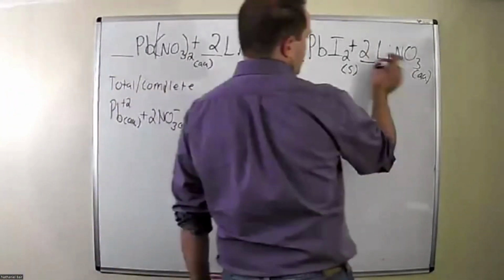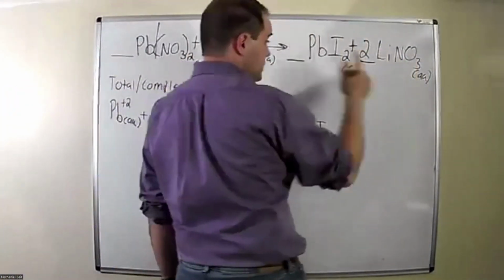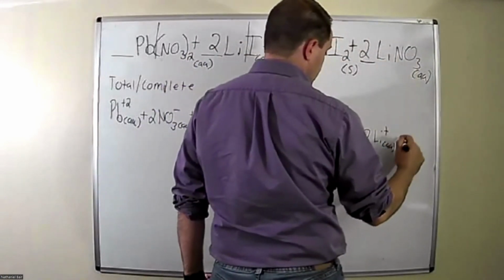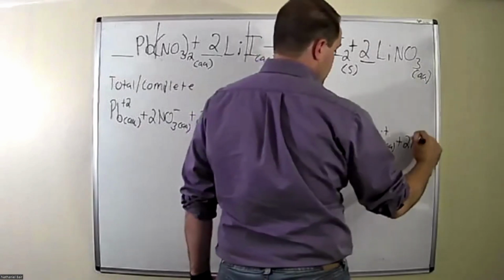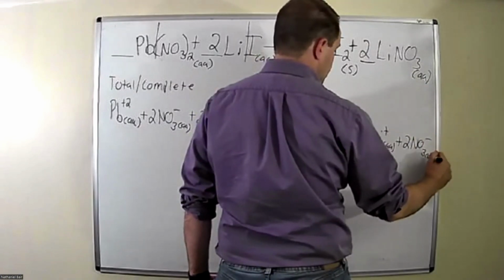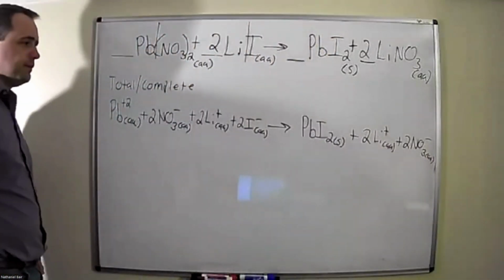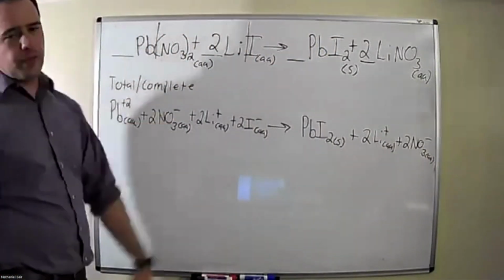But now we need to distribute, because I have 2 lithium nitrates. I'm going to have 2 lithium cations, and I'm going to have 2 nitrate anions. Just like that. That's my total complete ionic equation.